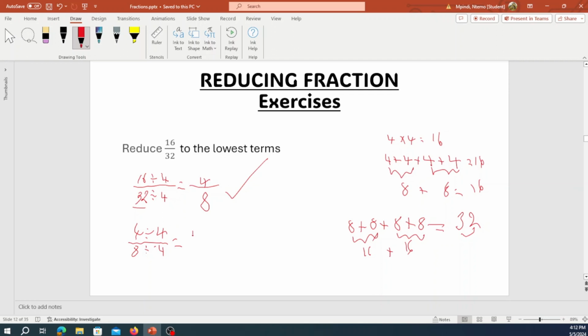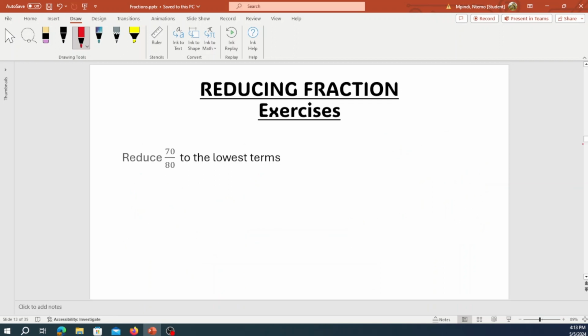So instead of going 4 divided by 2, we can just do 4 divided by 4 and 8 divided by 4. Equal 1 and 2. Because 4 divided by 4 equal 1, 8 divided by 4 equal 2. So this is the right answer here. So we're gonna move on to the next one.